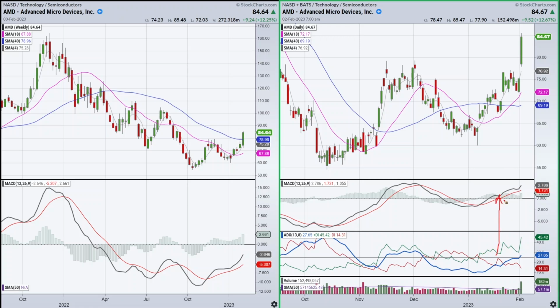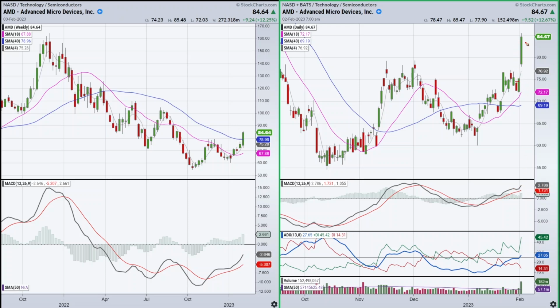I definitely had my signal. This is one of my favorite pinch play patterns where you're crossing the zero line. If you didn't like the gap, you could have played this pinch play here. We got a lower high, and it had a second pinch right before this move.